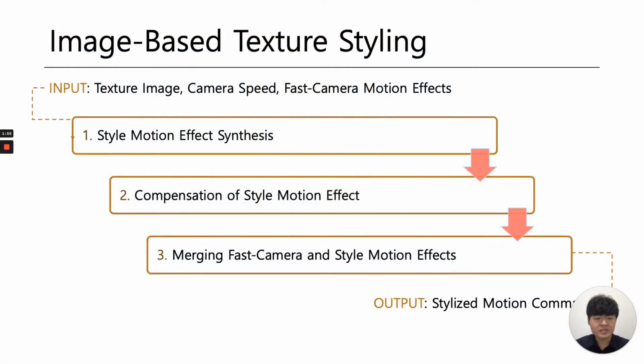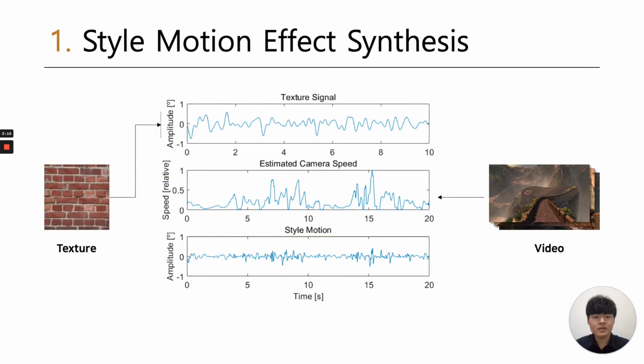Our algorithm takes a texture image, a camera speed, and a pre-generated fast camera motion effect, and then generates a stylized motion command through 3 steps: style motion effect synthesis, compensation of style motion effect, and merging fast camera motion effect and style motion effect. In the first step, a style motion effect is synthesized from the 2D texture image input and the camera speed estimated from the video.